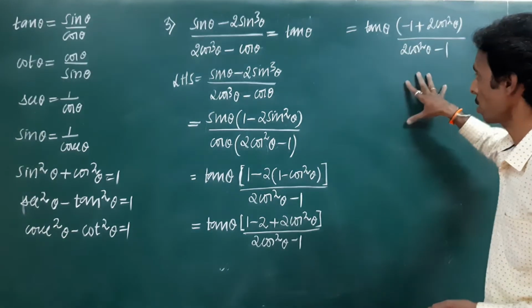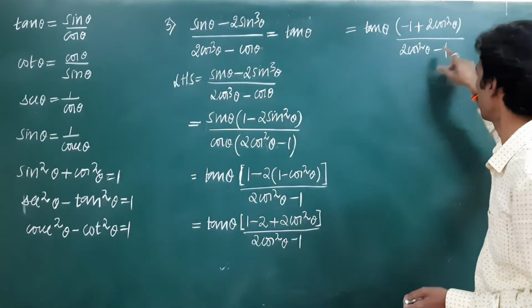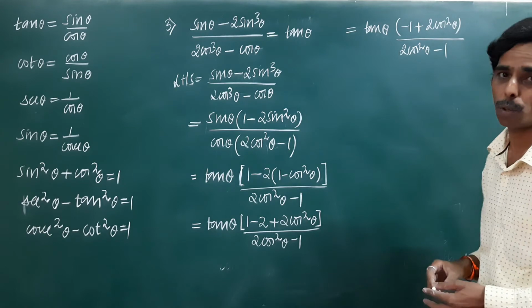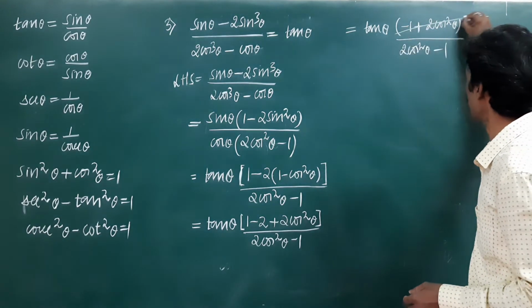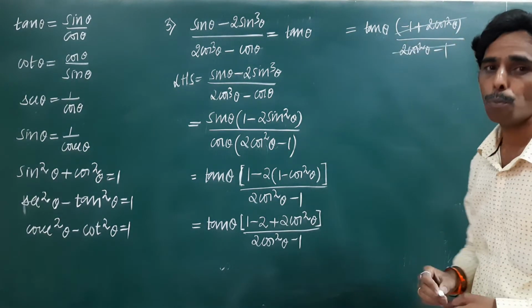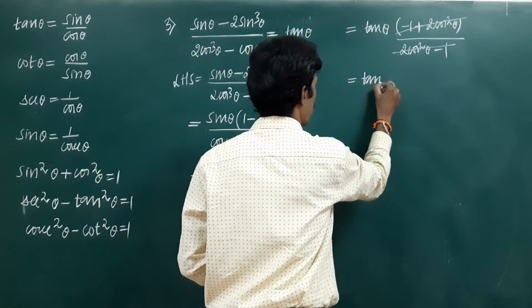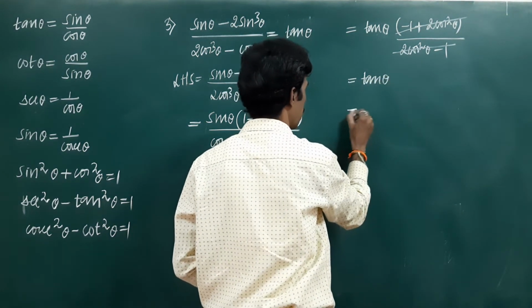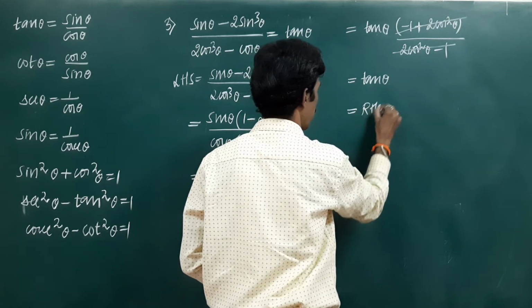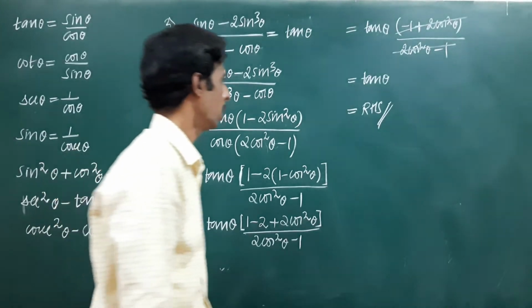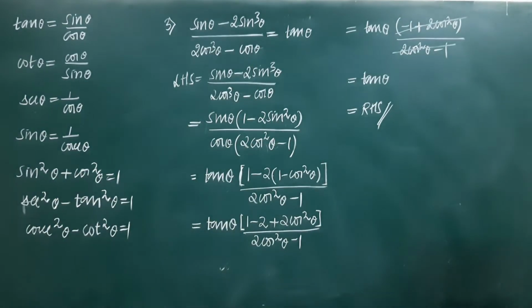See, the numerator as well as the denominator term both are similar now. Minus 1, minus 1. Plus 2 cos square theta, plus 2 cos square theta. So this full term and this full term both are cancelled here right now. So that here you have got only tan theta. So this is equal to right answer. So this is the proof of this problem. Okay, next.